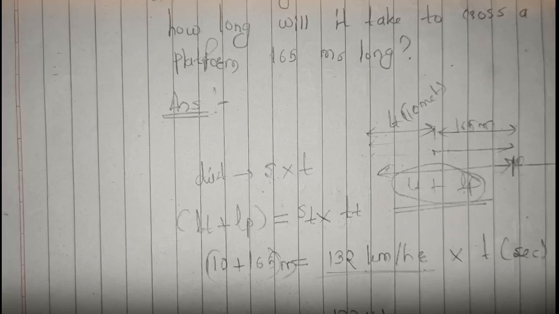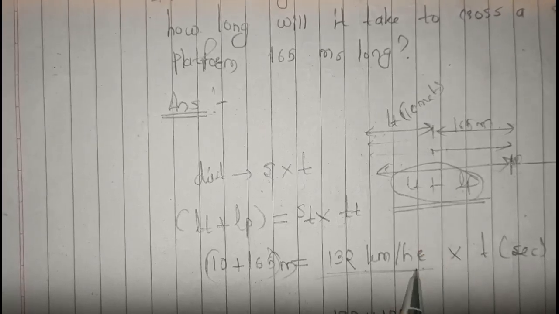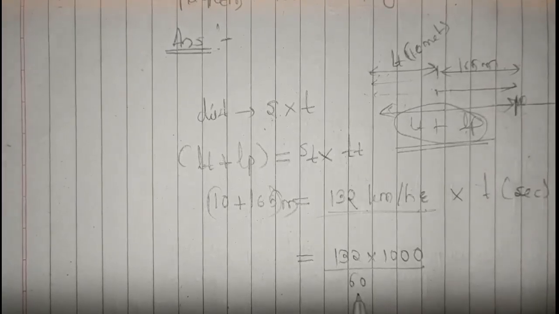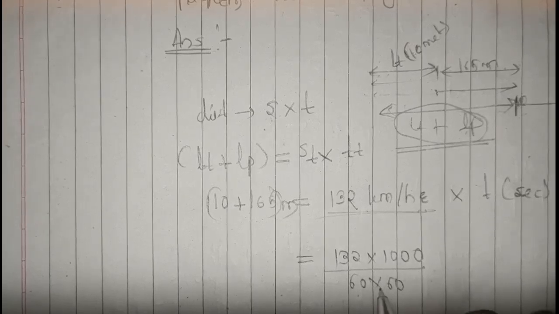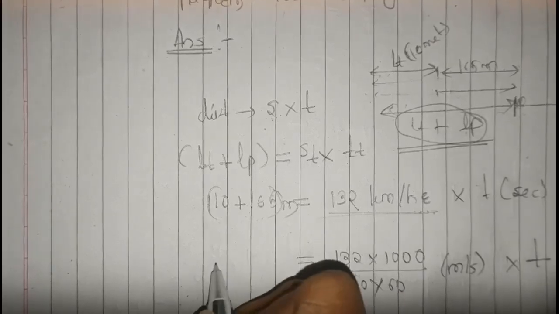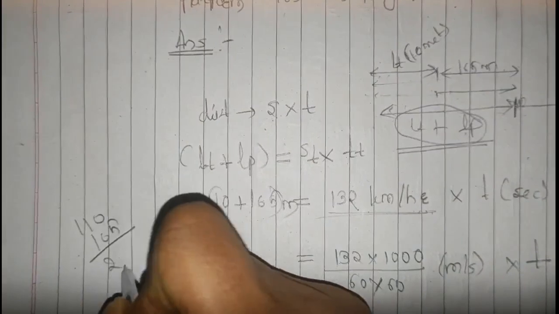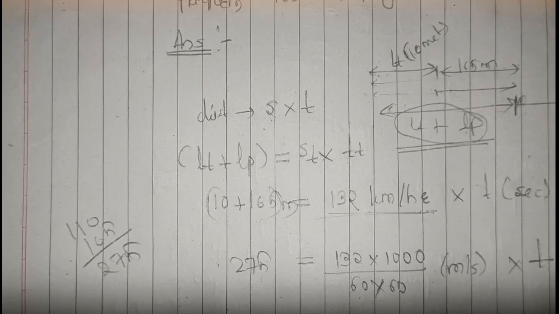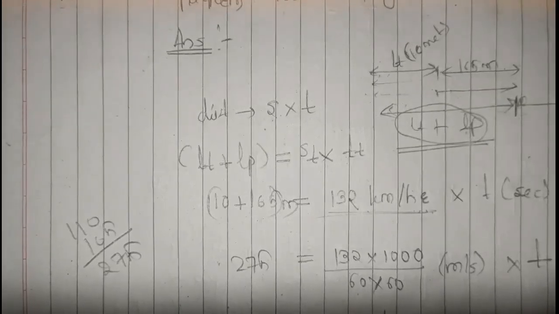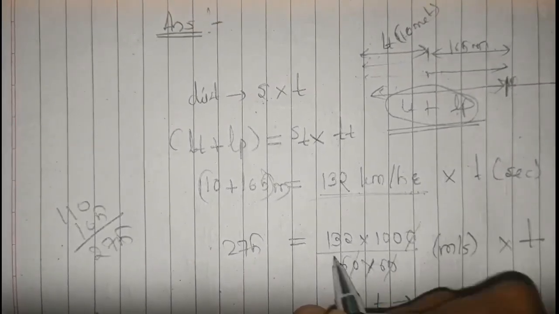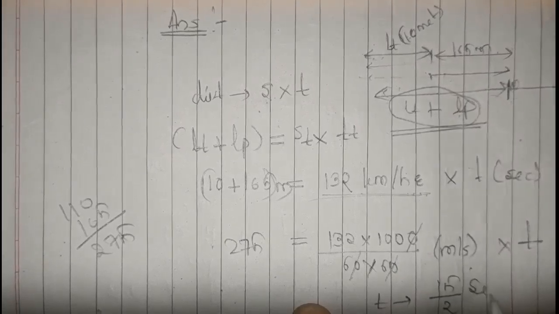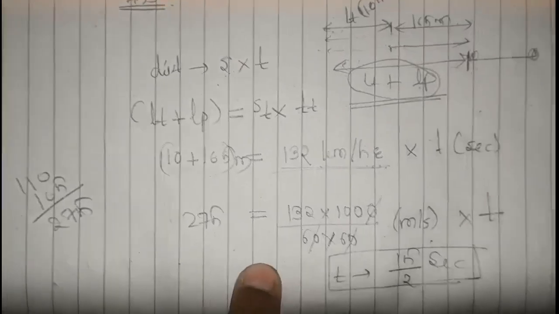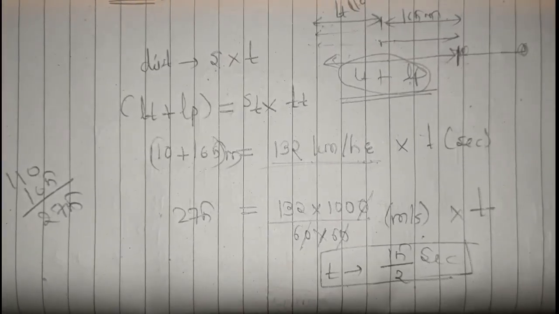So first of all, we need to convert this 132 kilometer per hour into 132 into 1000 meters, divided by one hour, which means 60 minutes, and then again 60 for seconds. Now we have converted kilometer per hour into meter per second, into time, and this is nothing but 110 plus 165, that is 275. Now when we solve this whole equation, we will get t as simply 15 by 2 seconds. You can solve this and try to get the answer. This is the time that will be required for the train to cross the railway platform, which is 165 meters long.